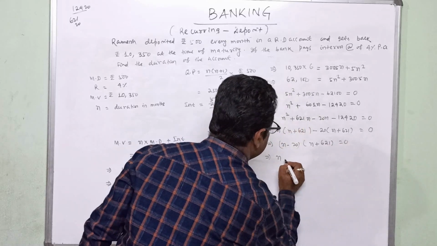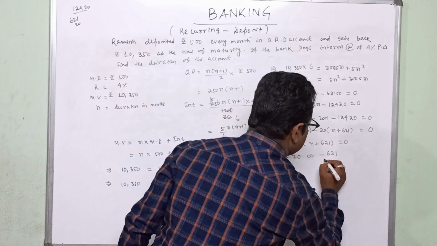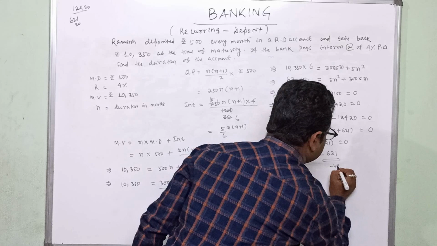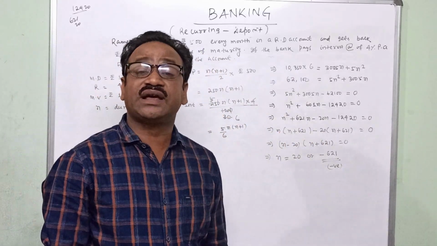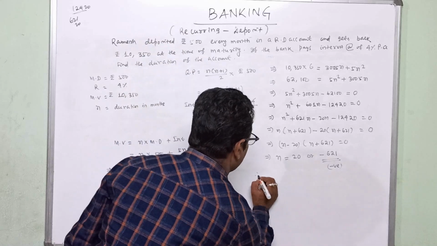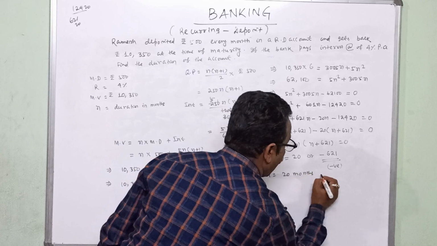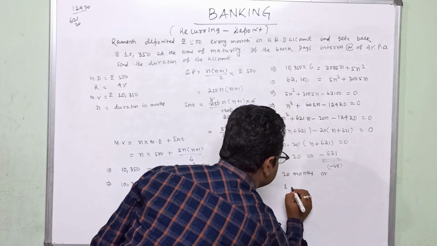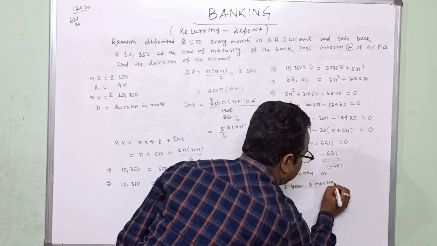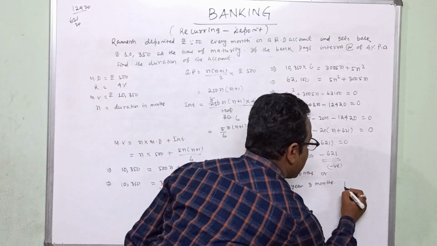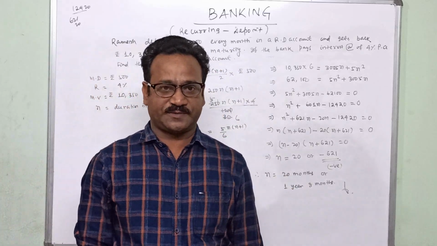That implies n is equal to 20 or minus 621, which is negative. Number of months cannot be negative. Duration cannot be negative. Therefore, n is equal to 20 months, or we will write it 1 year 8 months. So this is the required solution of the given question. Thank you.